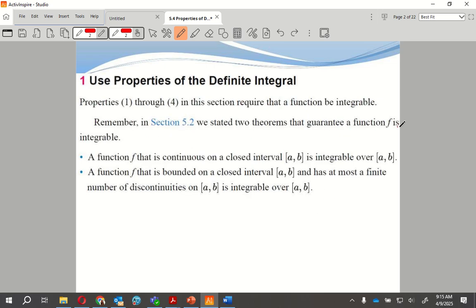In 5.2, two theorems guarantee a function is integrable. A function that is continuous on a closed interval is integrable over a to b. A function that is bounded on a closed interval from a to b and has at most a finite number of discontinuities is integrable on a to b. So that means you can have a removable discontinuity on these.